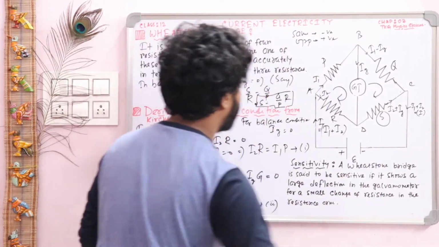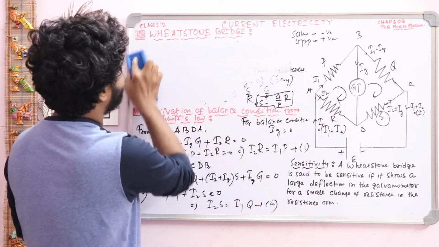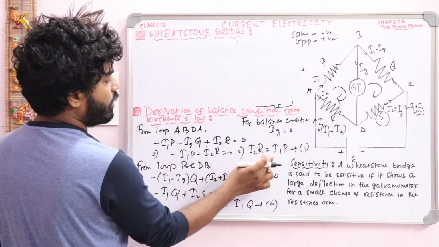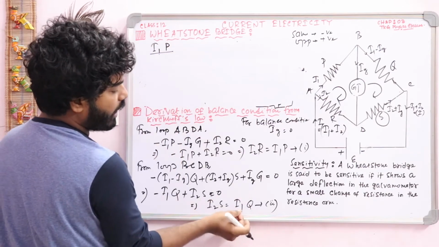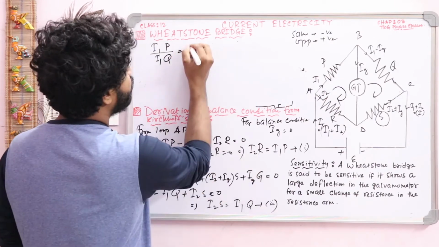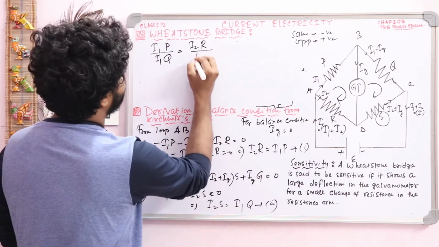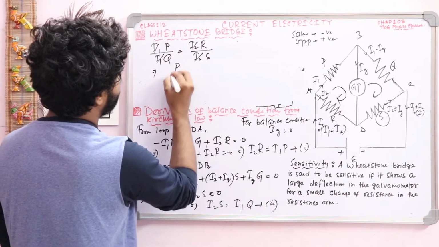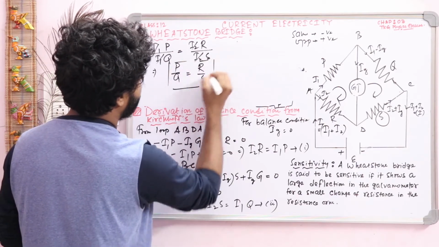Now divide equation 1 by equation 2. Dividing equation 1 by equation 2, we can easily find out the condition. So equation 1, that is I1P divided by equation 2, I1Q, is exactly equal to I2R divided by I2S. So I2 cancels out, I1 cancels out, and this is our balance condition: P by Q is equal to R by S.